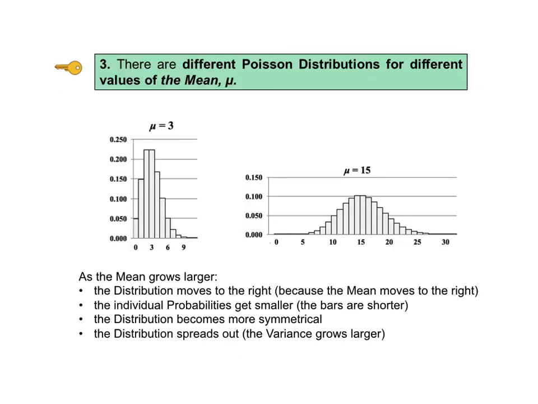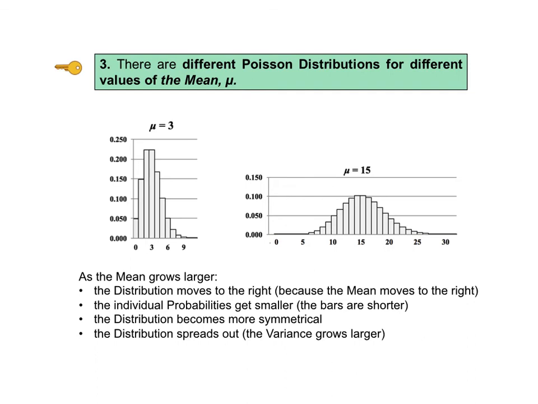Key to understanding number 3 says there are different Poisson distributions for different values of the mean mu. We need only one parameter, the mean, to define a unique Poisson distribution, and different values of the mean give us different distributions. Notice in the diagrams that as the mean grows larger, the distribution moves to the right because the mean moves to the right.